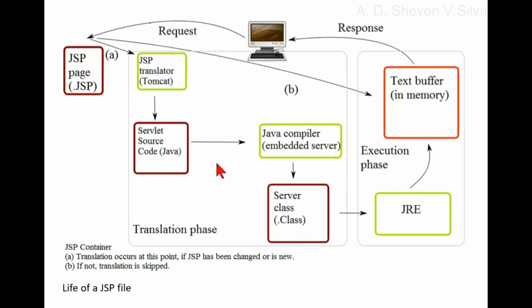The servlet source code is connected to the Java compiler embedded in the server. The Java compiler is connected to the Java server class. The JSP translator, servlet source code, Java compiler and server class are inside the translation phase, and the server class is connected to the JRE. The JRE is connected to the text buffer in memory. The JRE and text buffer are connected to the execution phase, and the text buffer is connected to the client. The response is passed from the text buffer to the client.